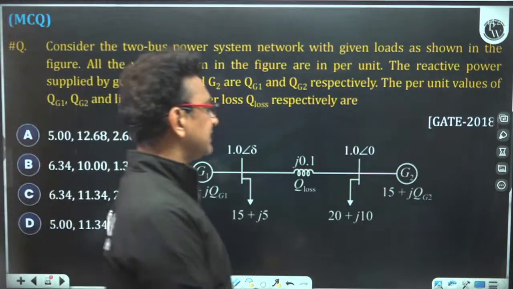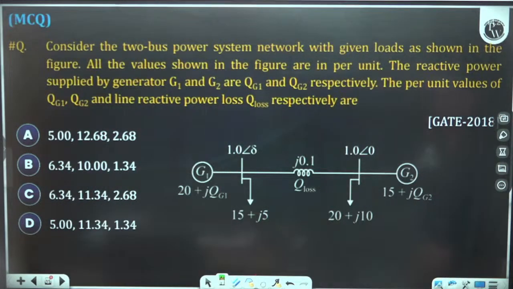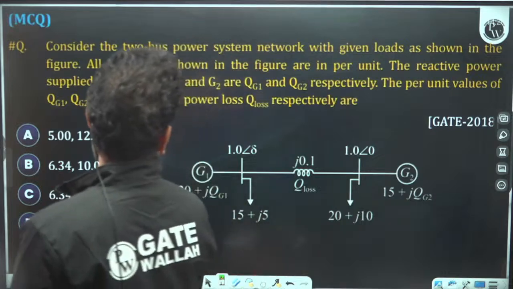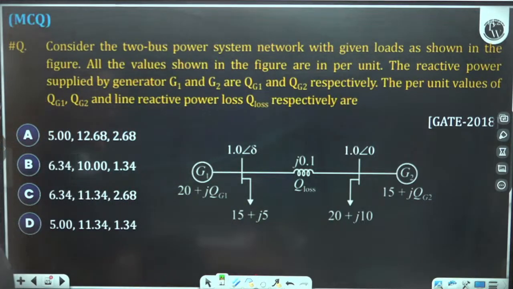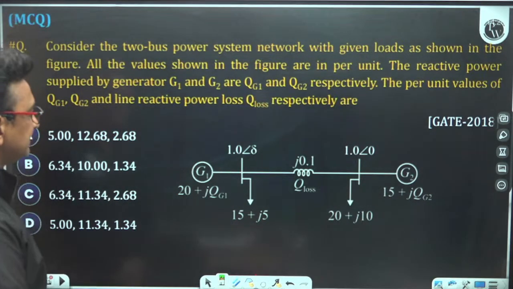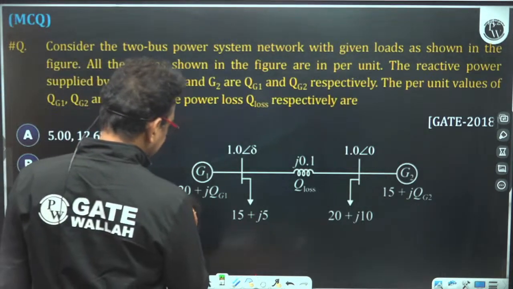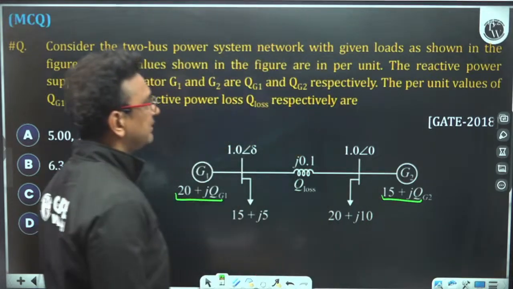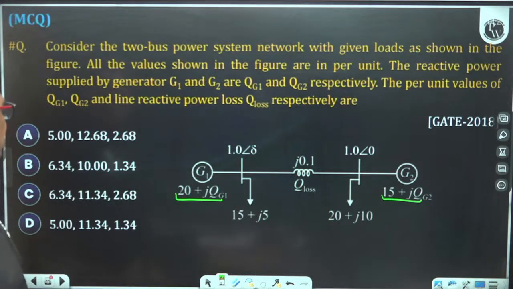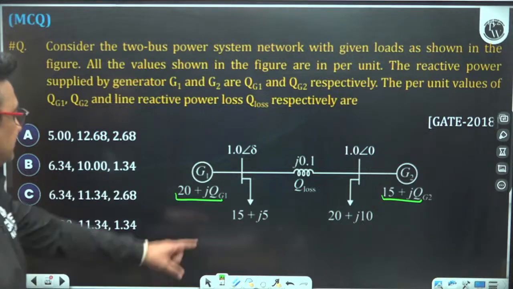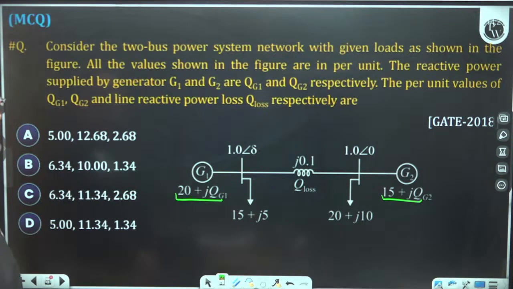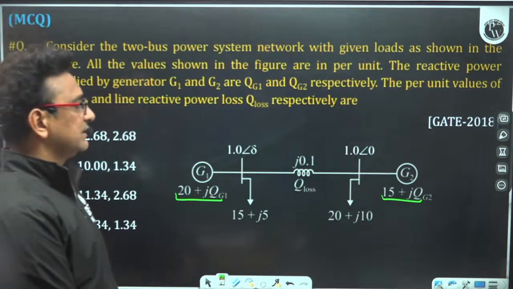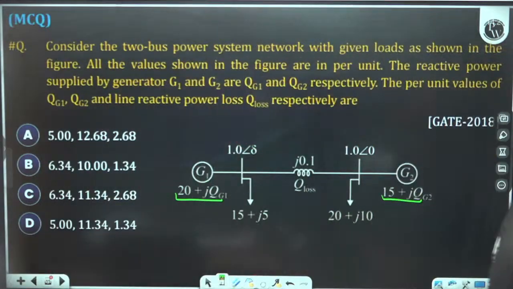Okay, now come to the next question. This is from GATE 2018. Consider the two bus system network with given load as shown in the figure. All values in the figure are given in PU. The reactive powers supplied by generators G1 and G2 are QG1 and QG2. See, this is the active and reactive power supplied by generator G1. This is the active and reactive power supplied by generator G2. The PU values of QG1, QG2 and the line reactive power loss Q loss respectively will be.